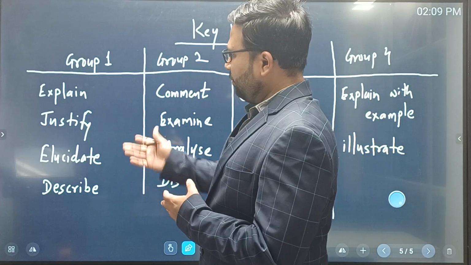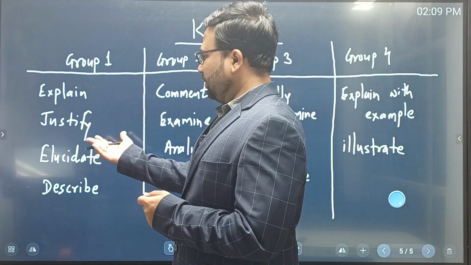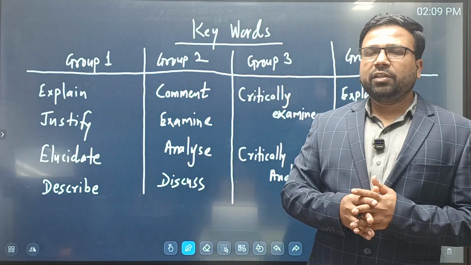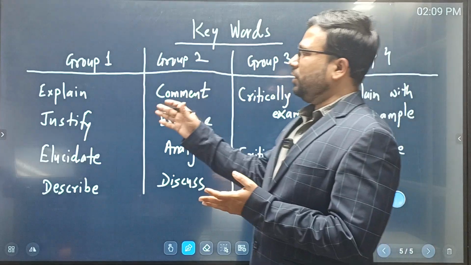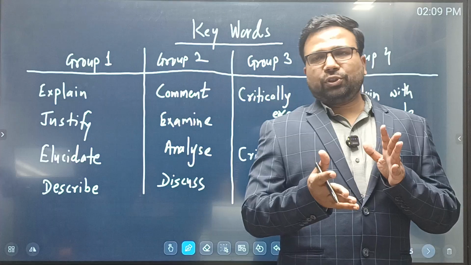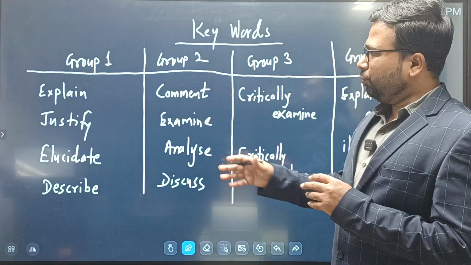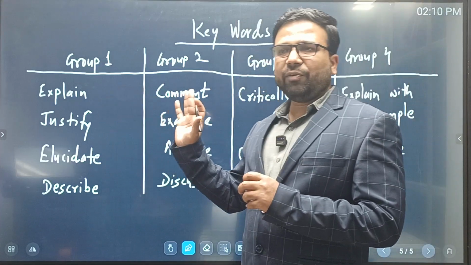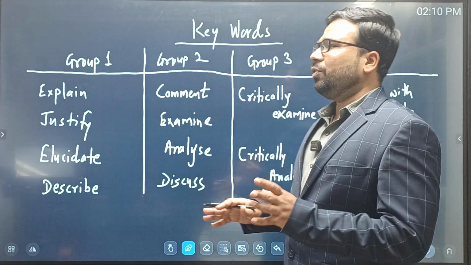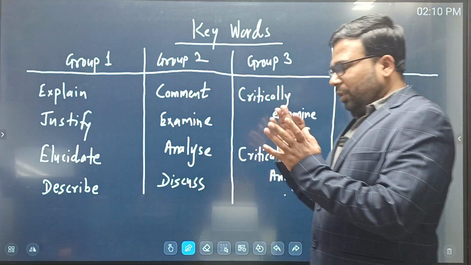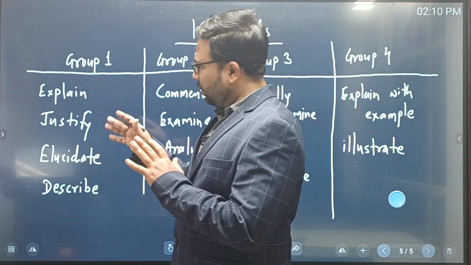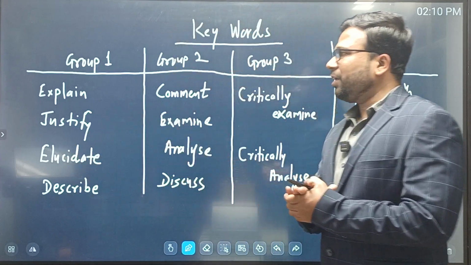Group 1 is very easy. We have mentioned 4 keywords: explain, justify, elucidate, describe. So here you need to agree with what the question is saying. Whatever is the connotation of the question, in that context only you should agree completely with the statement given in the question, and you are just justifying that particular question. No contradiction, no other opposite picture, no contradictory points you are mentioning, no need of that. Since the question is saying justify, so justify.